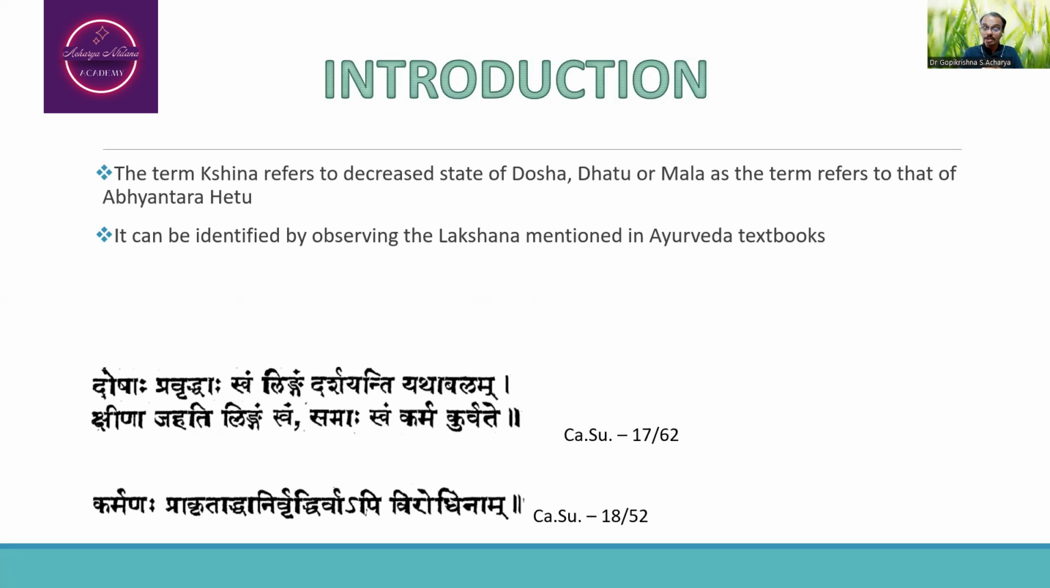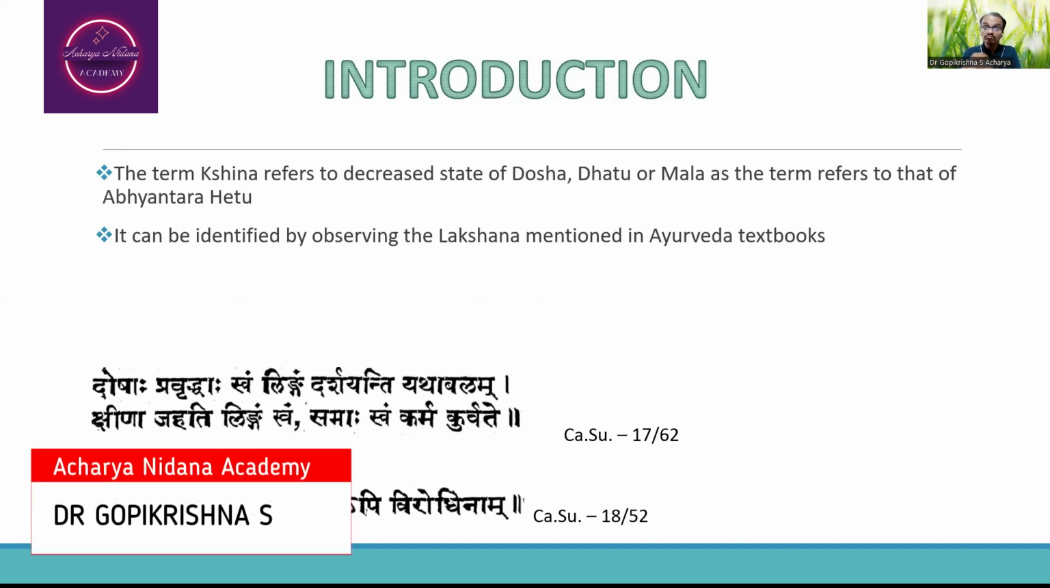So the Charaka Samhita again says, Karmanaha prakritadhanihi vridhirvapi virodhinam. In the sense, whenever there is the Kshina stage of the Abhyantara Hetu, that will be responsible for the natural decrease of the functioning of that particular Abhyantara Hetu, that is Dosha, Dhatu or Mala. Whereas there may be a possibility of increase of the qualities or functioning of the substances which have the opposite qualities of the particular dosha or the Abhyantara Hetu.